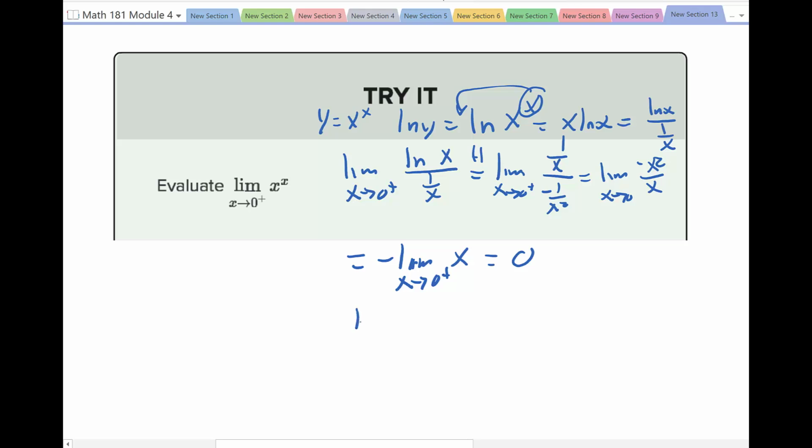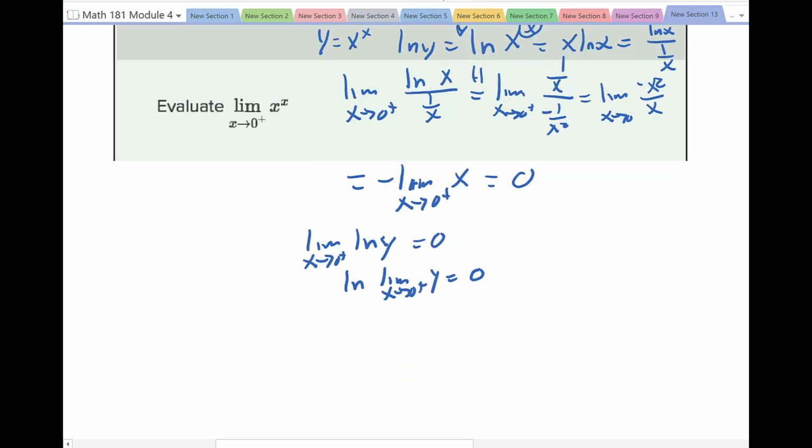So again, we have the limit as x goes to 0 from the right side of natural log of y equals 0. So natural log of the limit as x goes to 0 from the right side of y equals 0. So e to those as powers becomes the limit as x goes to 0 from the right side of y equals e to the 0, which is 1. So we could say the limit as x goes to 0 from the right side of x to the x equals 1.